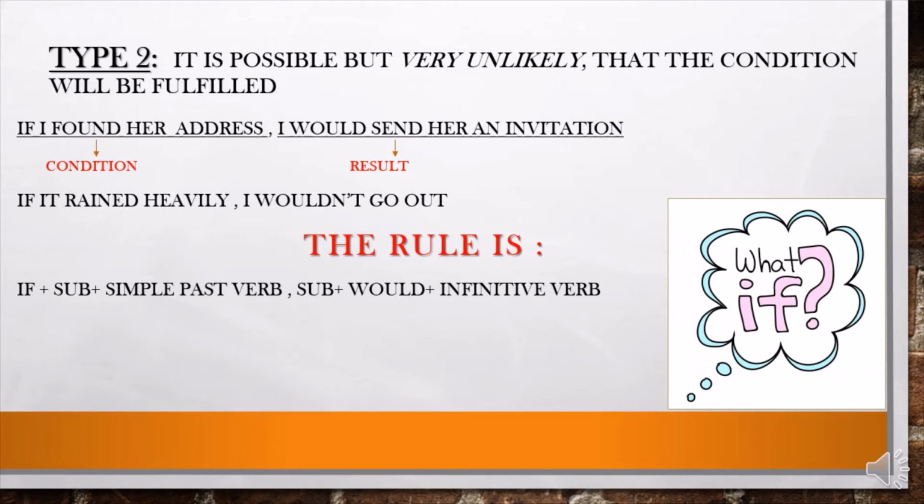So the rule is in type 2, you have to use if plus the subject, then use the simple past verb. This is for the first part. For the second part, you have to use subject plus would, and after would you have to write an infinitive verb, which is the base form of the verb. Remember, after modals, after will, would, can, could, may, might, or must, you have to use the infinitive verb.